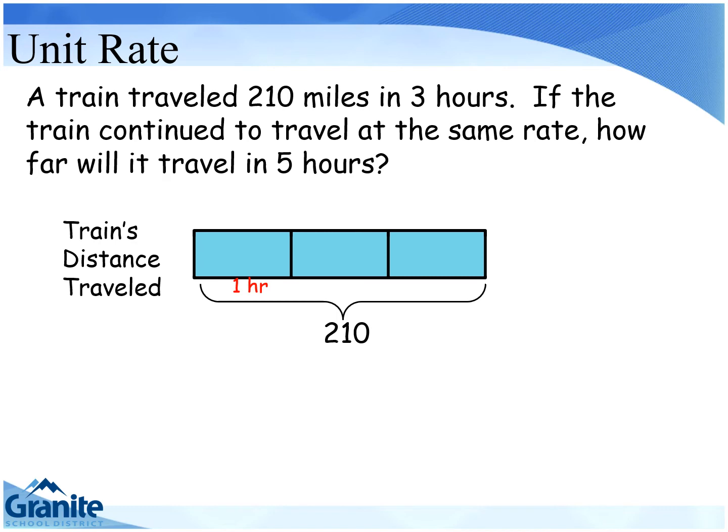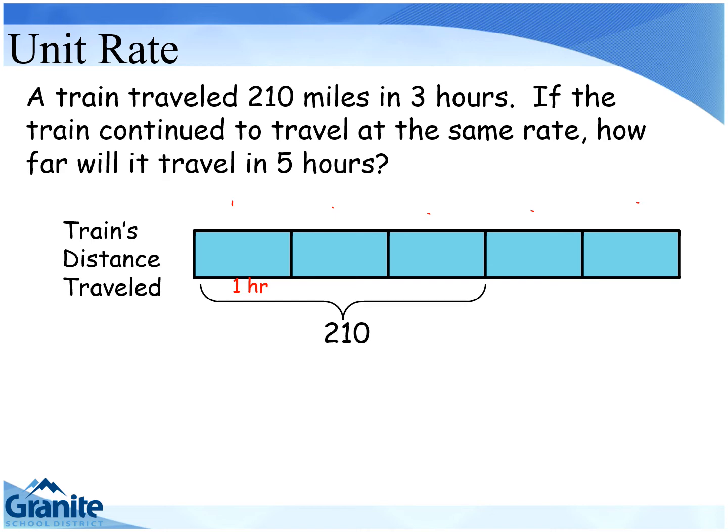Okay, now let's continue reading the problem. If the train continued to travel at the same rate, again, we have our rate right here, it's going to travel at the same rate, how far will it travel in 5 hours? So there we go, there's our units or hours. We have 1, 2, 3, 4, 5. Okay, and let's think a little bit further.